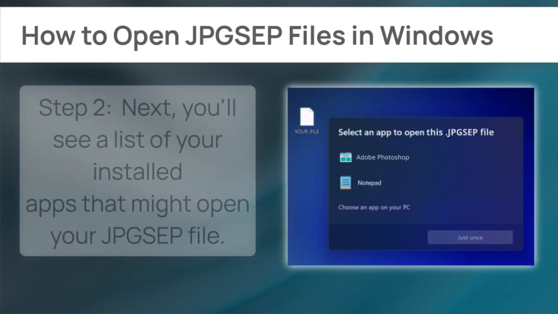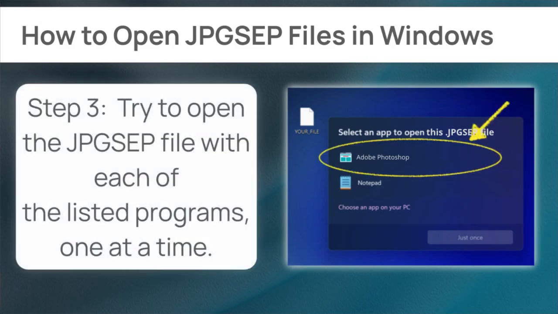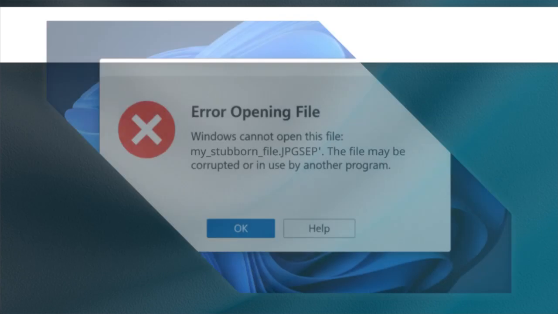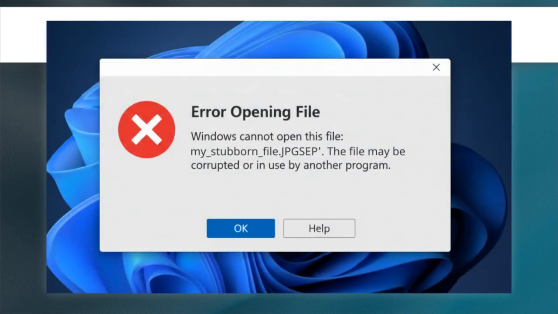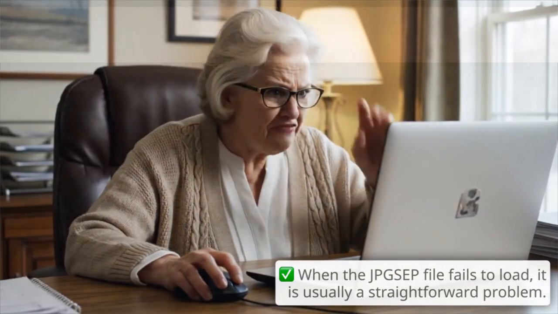Go to your JPGSEP file, right-click, and select Open With. Use Adobe Photoshop first if it is installed. If not, start testing other options until one successfully reads the file. If the JPGSEP file hasn't opened yet, take a breath. The file is forcing our hand. We're going to challenge it by testing these common failure scenarios right now.